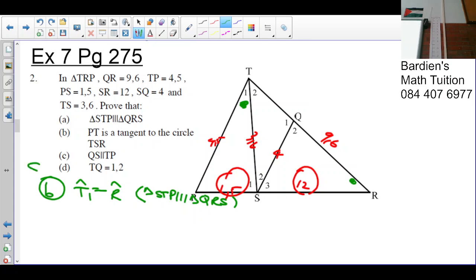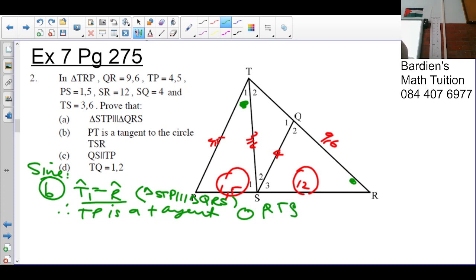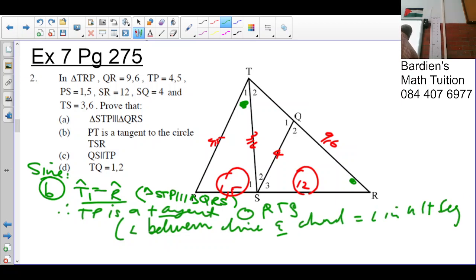We can just say since that was the case, therefore TP is a tangent through circle TRS. Why? Because angle between line and chord equals angle in the alternate segment. Okay? So that is now indeed a tangent to the circle, to that circle here.